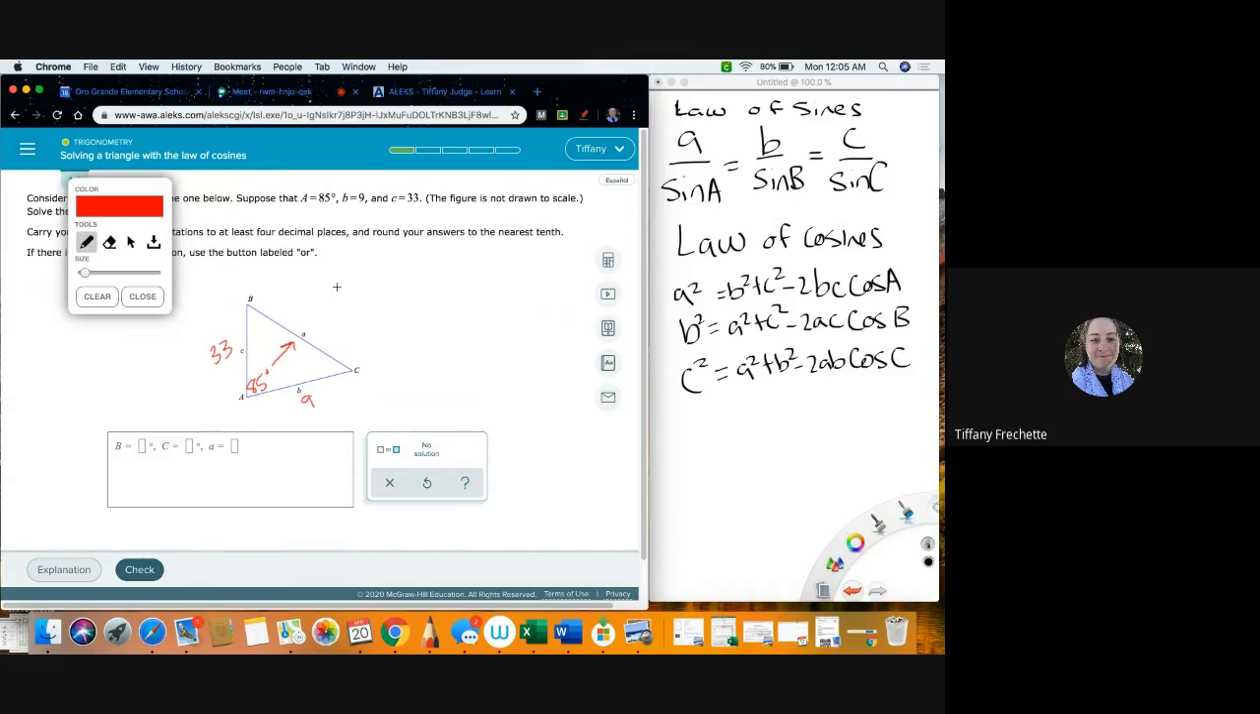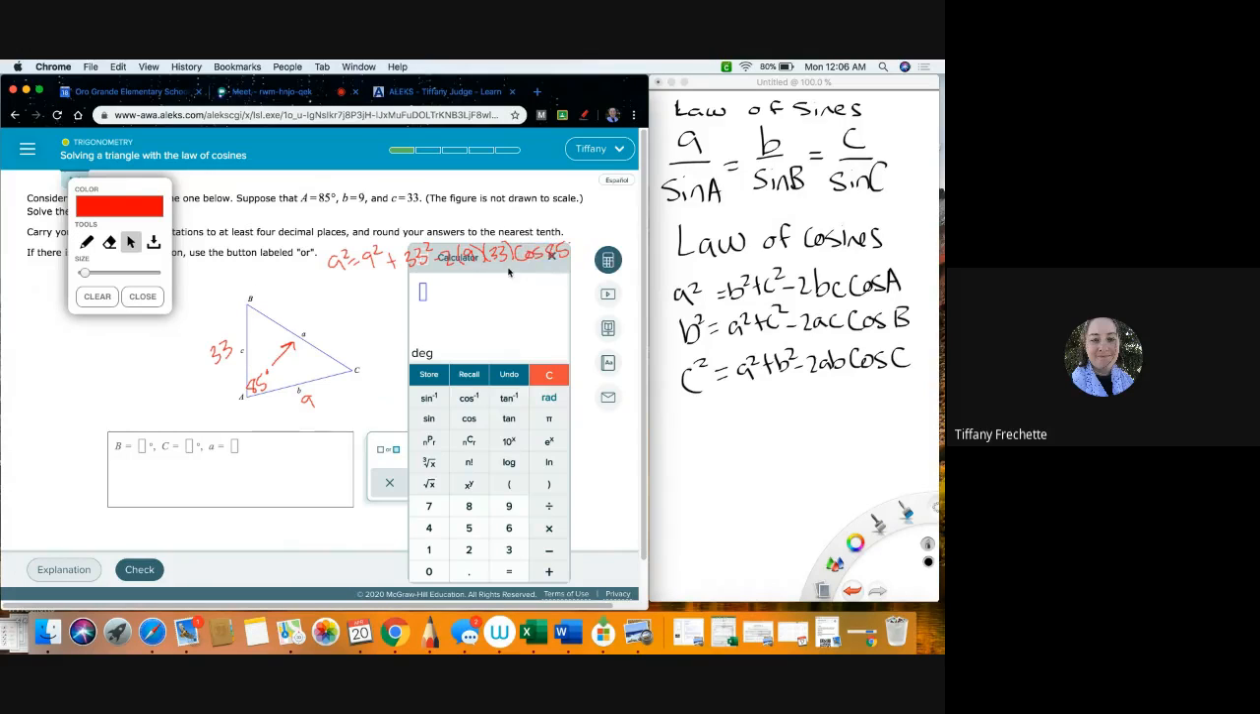So let's go ahead and start working this out. So let's go ahead and go for A here. So we have A squared, since we don't know what A is, equals B squared, which is 9 squared, plus C, which is 33 squared, minus 2 times B times C times the cosine of, and this time we know what A is, we're going to say 85 degrees. All right, so now we're going to go ahead and start grabbing our calculator here.